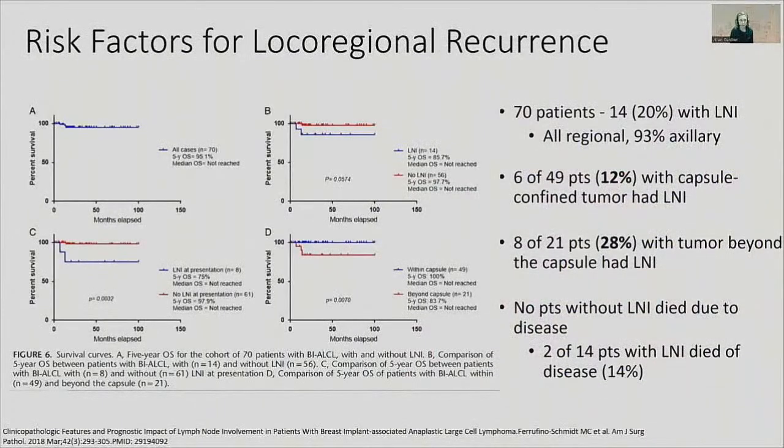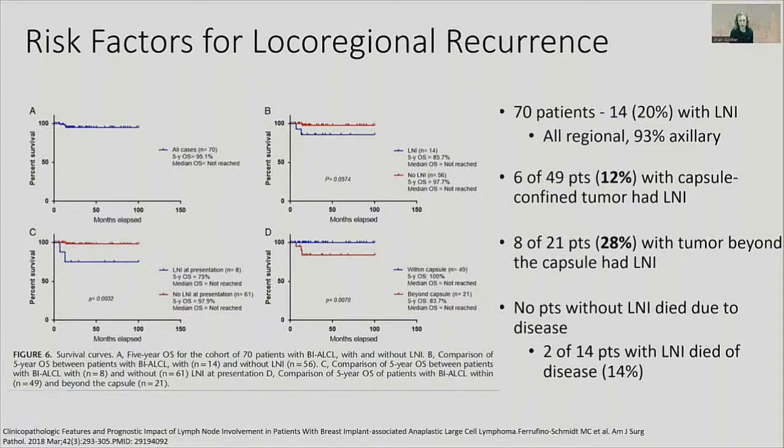Again, this study looks at those risk factors for local regional recurrence. In this study, of 70 patients, 20% had lymph node involvement, LNI. All of that lymph node involvement was regional lymph node involvement, 93% of it being within the axillary compartment.